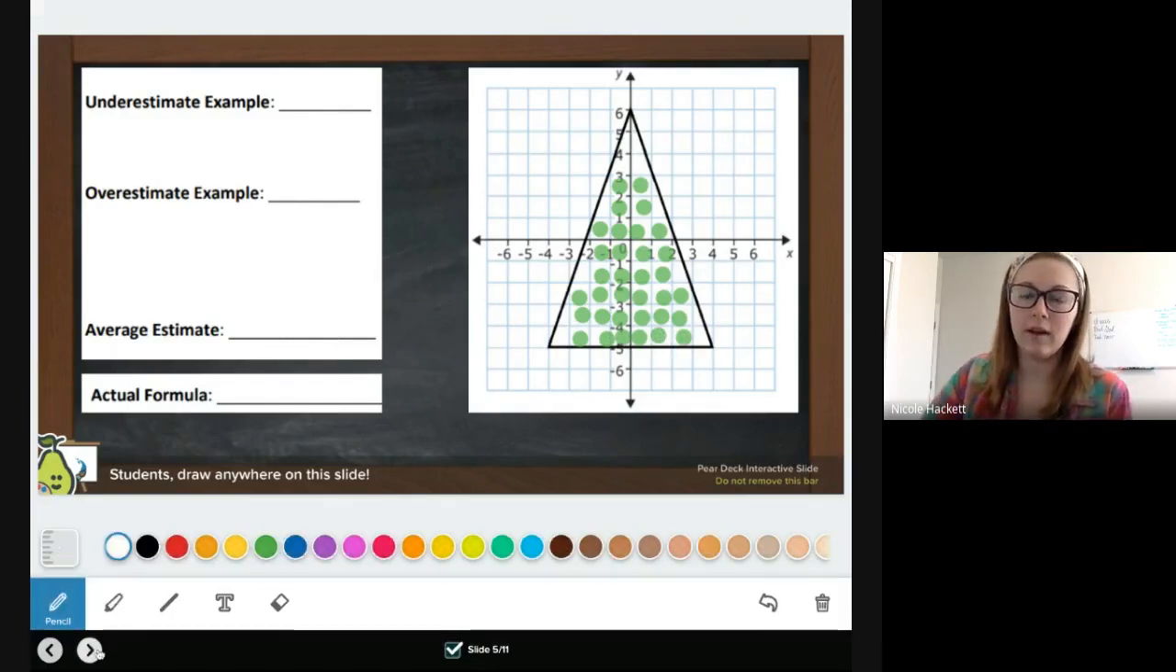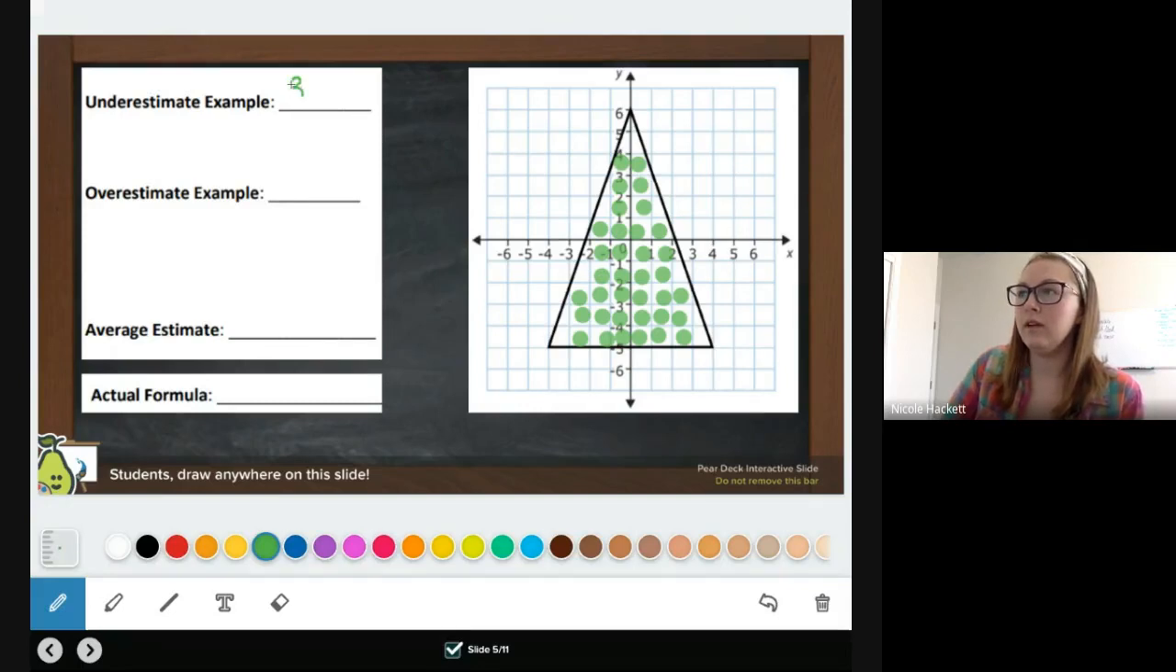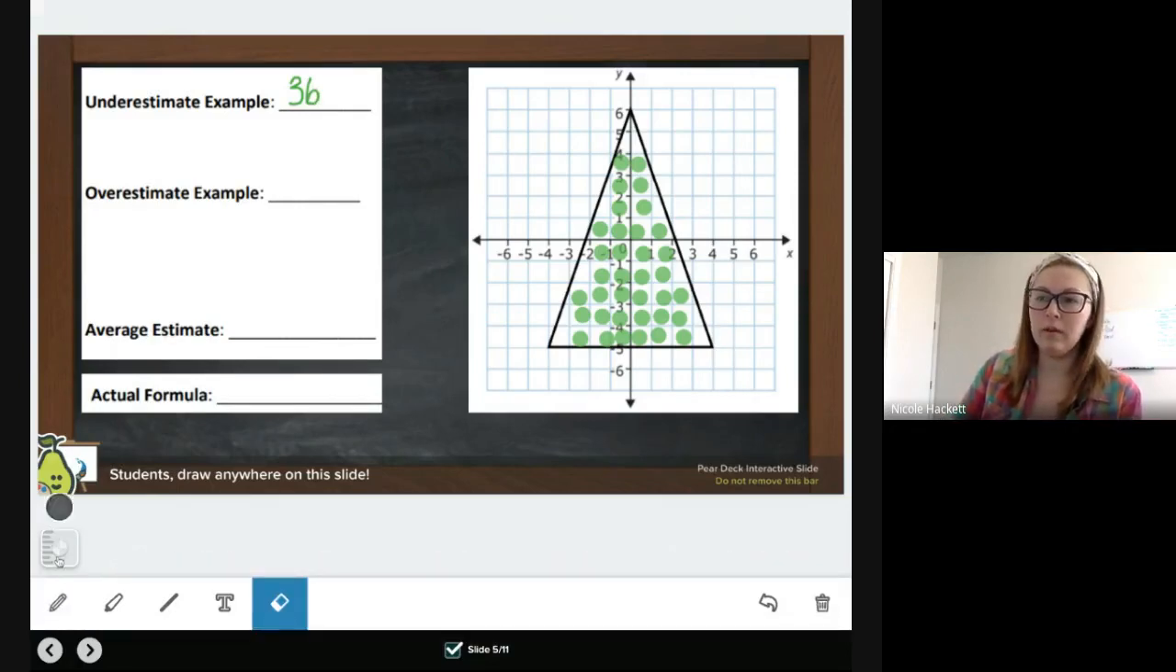So my underestimate, meaning I know it's less than the area it actually takes up, I'm going to also include these 2, so 36, and like 2 more. I know it covers more than that, but I do know it's pretty close. So now that I know what it is a little bit less than, I'm going to find something that's over. So this is going to be my overestimate.